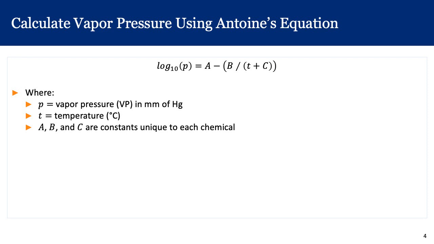So if we want to be physical chemists and we want to be very precise, we can find out the vapor pressure using Antoine's equation that is shown here, where the log of the vapor pressure is equal to a constant A minus another constant B divided by the temperature plus another constant C. And the temperature is in degrees Celsius. The A, B, and C parameters are constants that are unique to each chemical.